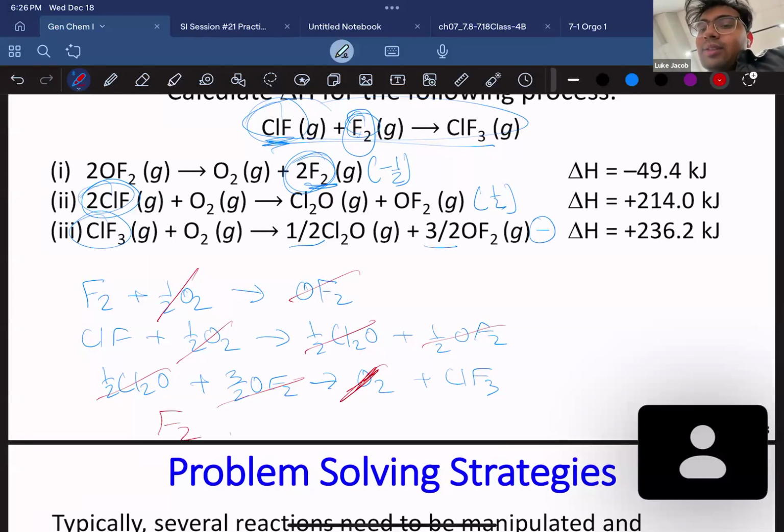F2 plus ClF yields ClF3. So you see how all you have to really do is identify the reactants that you need, figure out how to manipulate the equation, and then you don't even need to do this stuff.